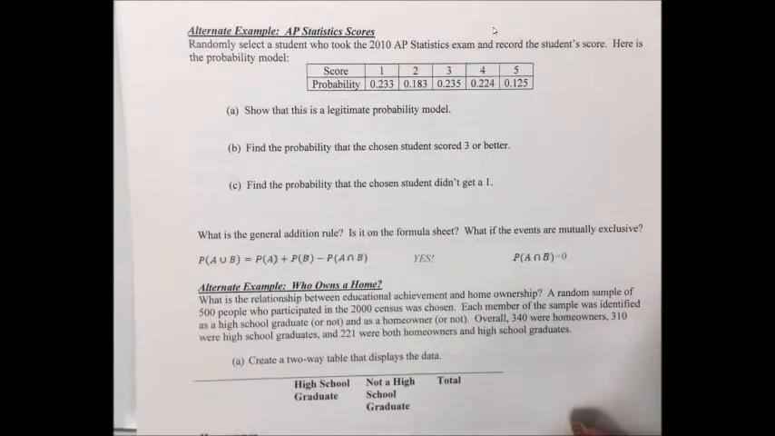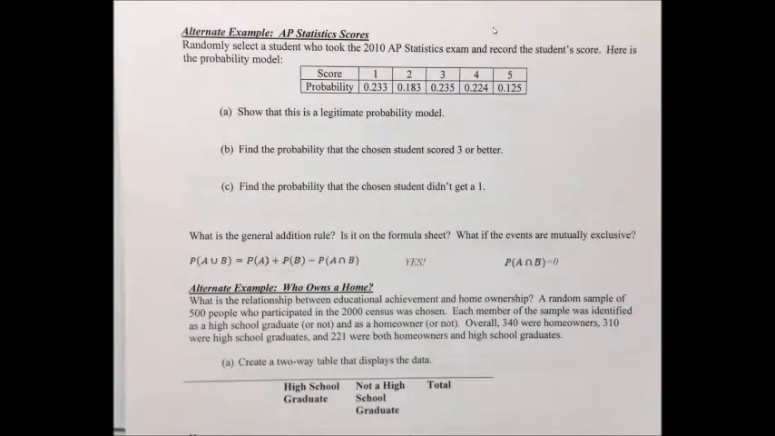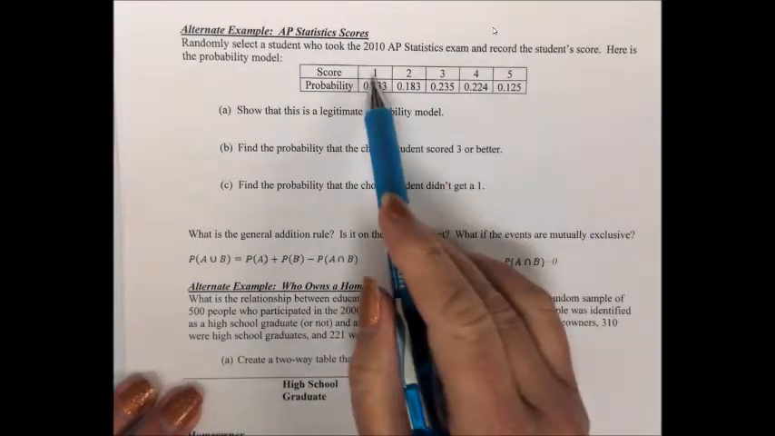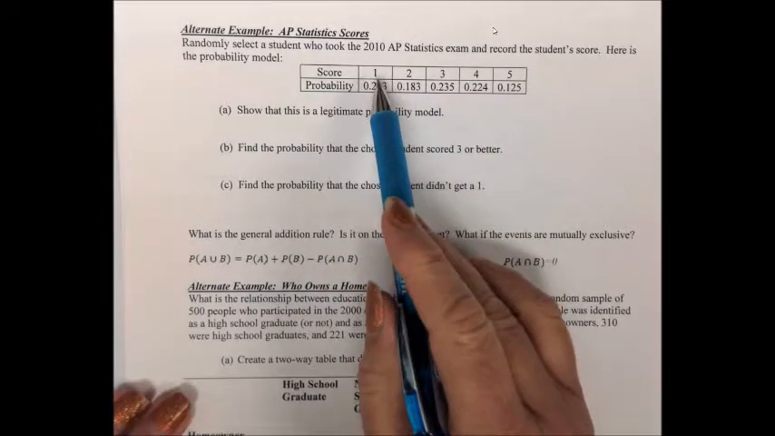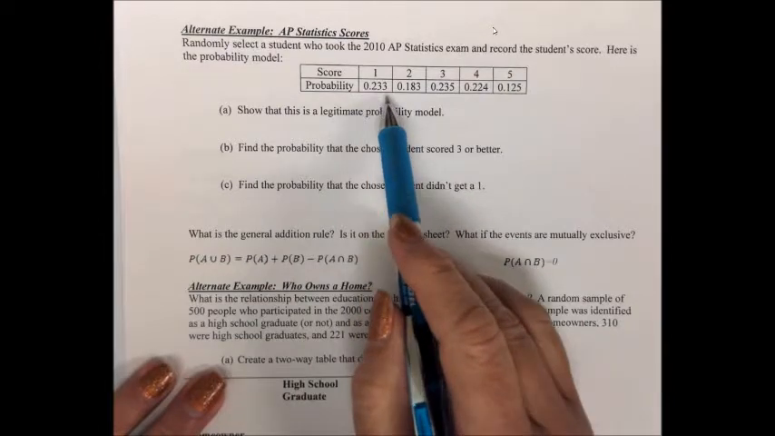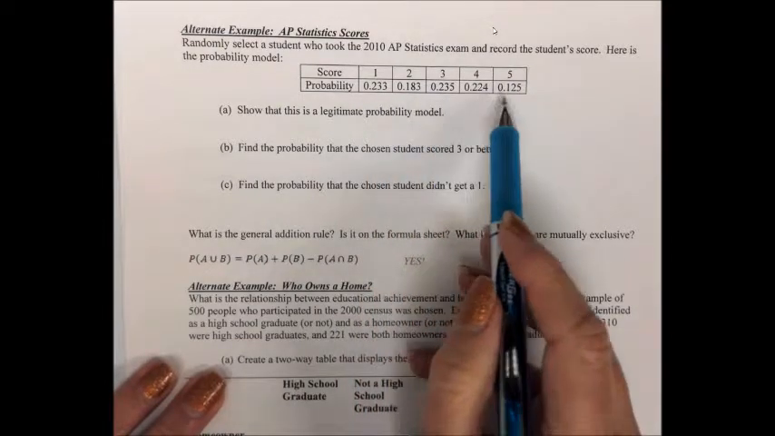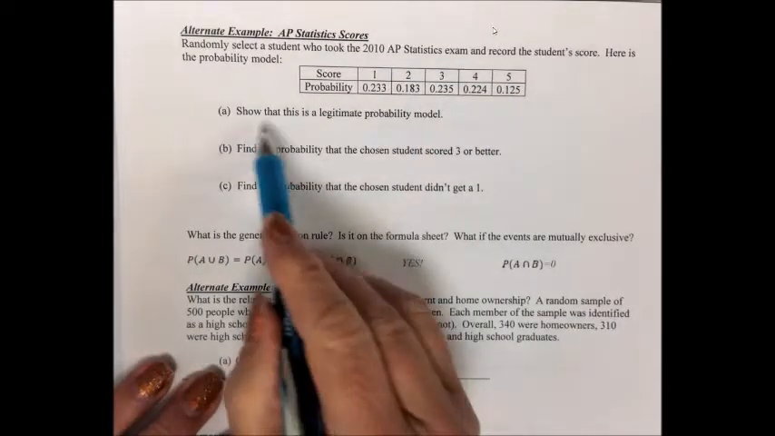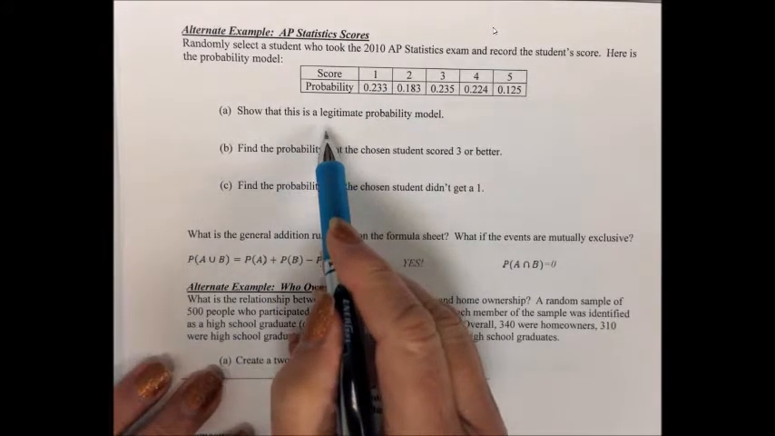Okay, so let's look at an example. Randomly select a student who took the 2010 AP Stats exam and record the student's score. Here's the probability model. Again, these are all the possibilities. You can score anywhere from a 1 to a 5 on the AP exam, and it shows the probabilities of getting those scores for that year. So how do you show me that this is a legitimate model?